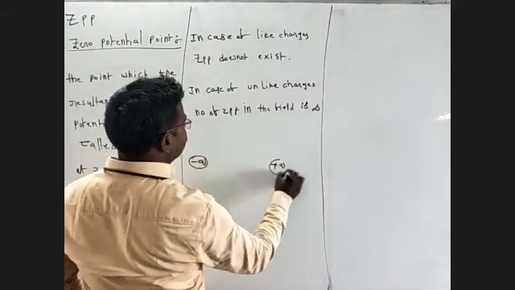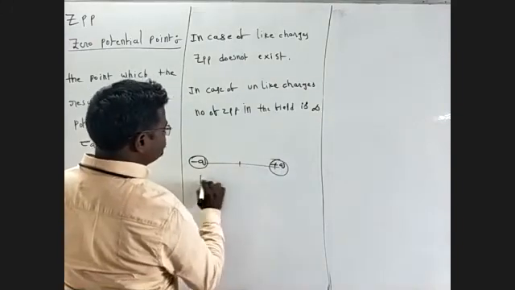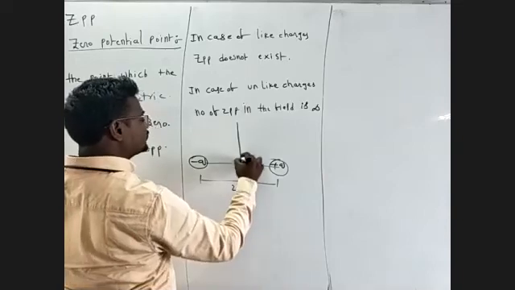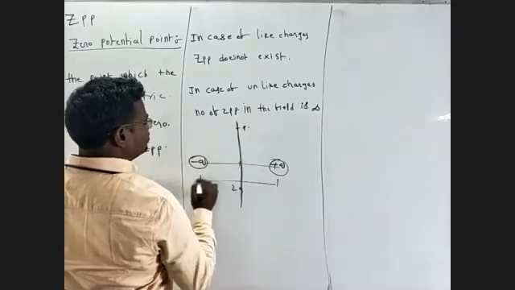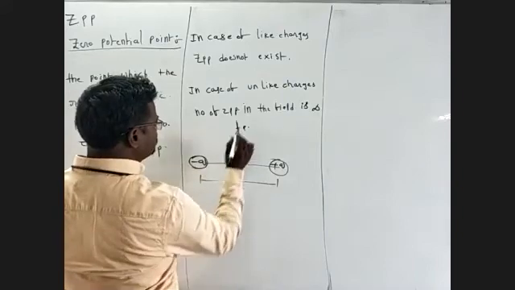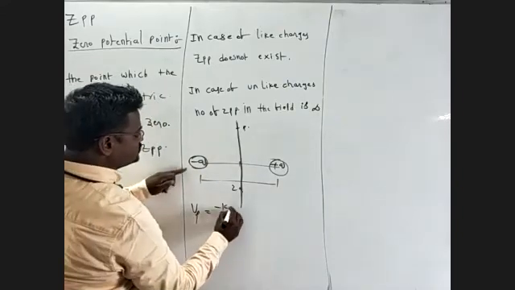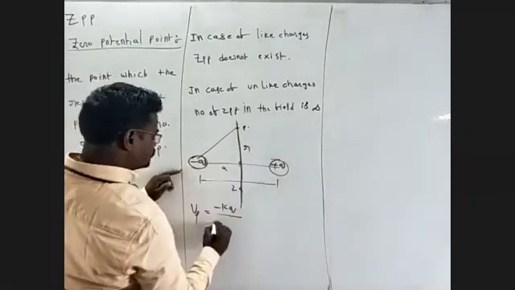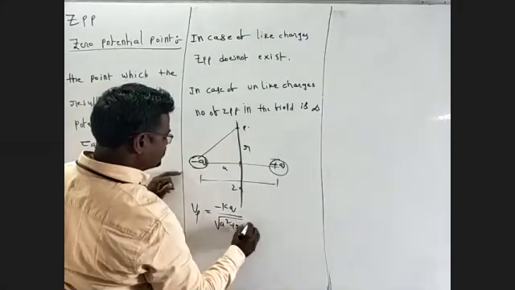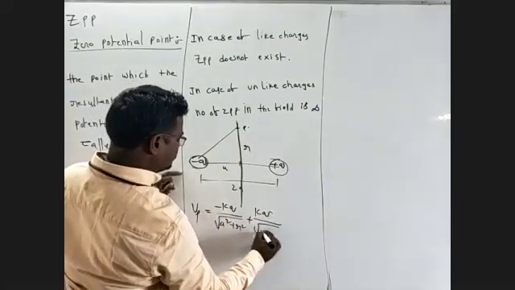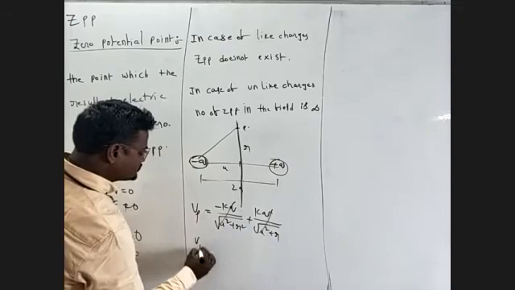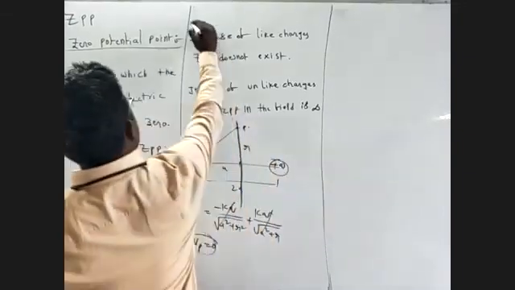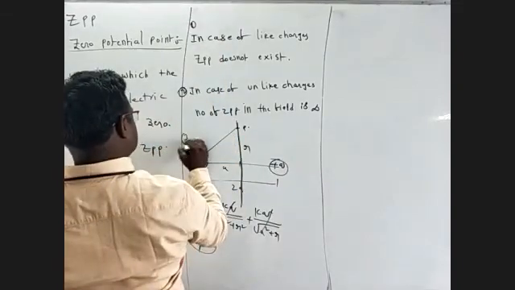This is a minus q, this is a plus q. This is a dipole, and the distance between them is 2a. This is the equatorial line, and this is a point P. At the point P, the potential due to minus q is minus kq by root of a square plus r square, and due to plus q it is kq by root of a square plus r square. So what is VP? VP is 0.